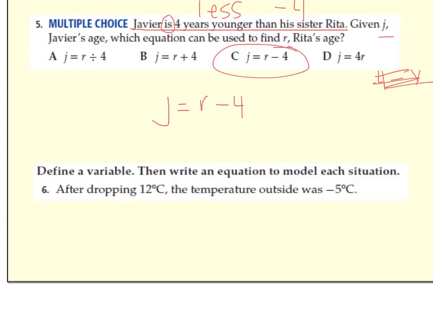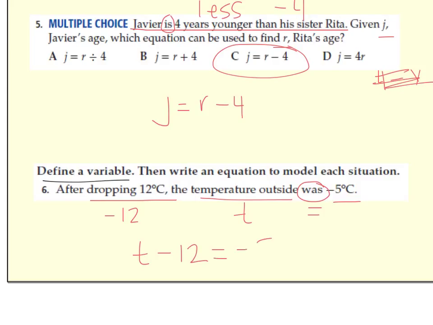Okay, this one asks us to define the variable, then write the equation. So after dropping 12 degrees Celsius, dropping would be a negative 12, the temperature outside was negative 5 degrees. So the thing we're looking for is what the temperature outside is or had been. So it's the temperature, then dropping 12 is equal to negative 5.